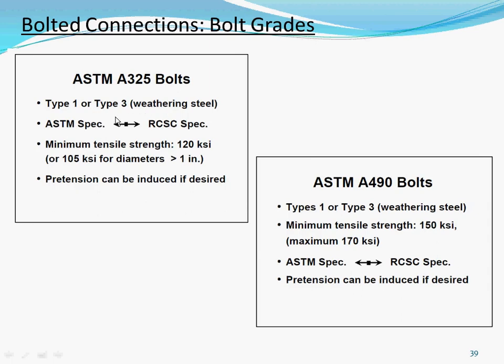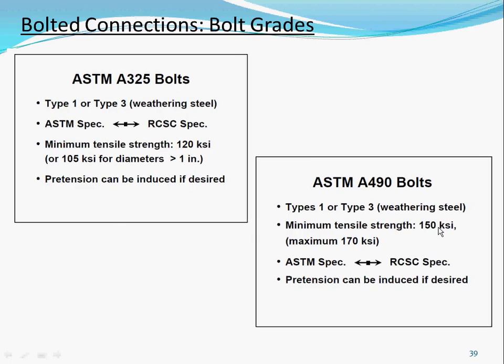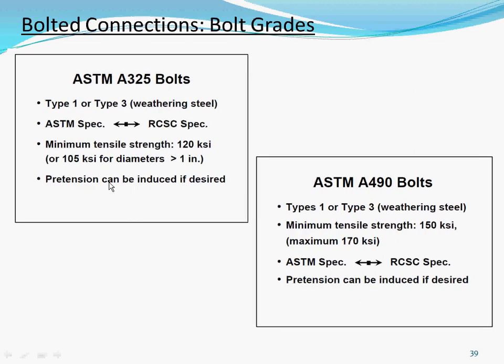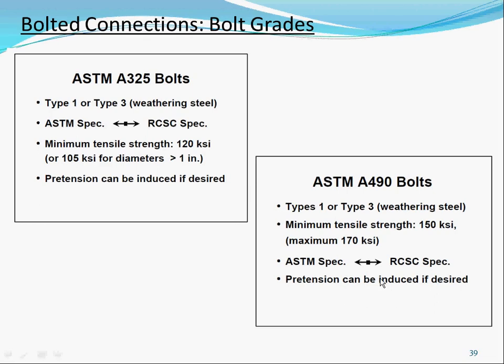That's the A325. Minimum tensile strength 120, 150. Maximum is 170. Pretension can be induced when it's required. So you could pretension both of these types.